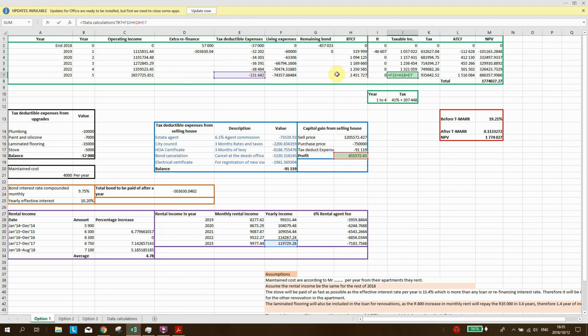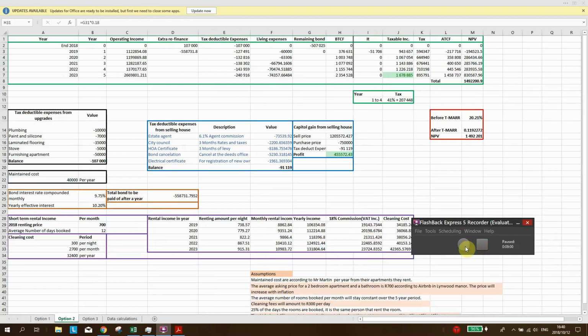So it is calculated from the yearly income plus the capital gain plus the salary, which is taxable, minus the tax deductible expenses. The tax deductible expenses for this major year are the maintenance cost, the rental agent fee of 6%, and the tax deductible expense of minus 91,000, which is this value. The other tax deductible expenses were just the maintenance cost, as there are no major upgrades, and the rental agent fee.